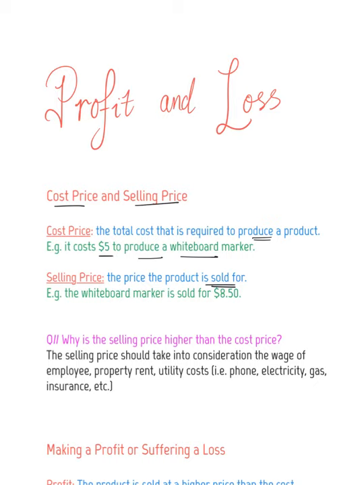So the whiteboard marker is sold for $8.50, and this selling price generally contains the total cost price of production as well as labor that goes into it. So the key question is, why is the selling price higher than the cost price? Well, the selling price should take into consideration the wages of employees, property rents, utility costs, such as phone, electricity, gas, and insurance. So it's really important to take these into consideration when coming up with an overall selling price.